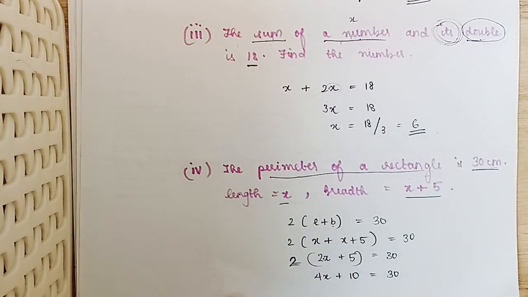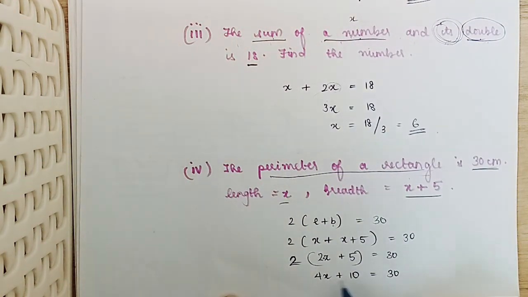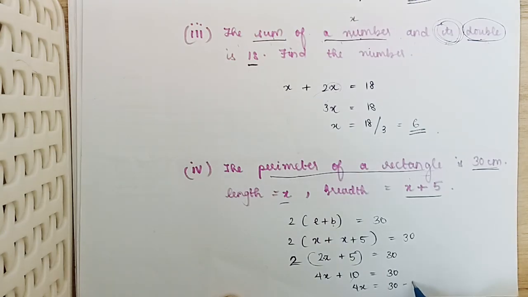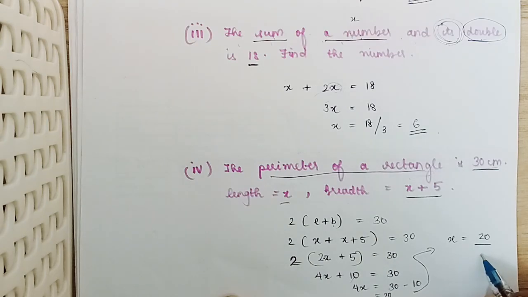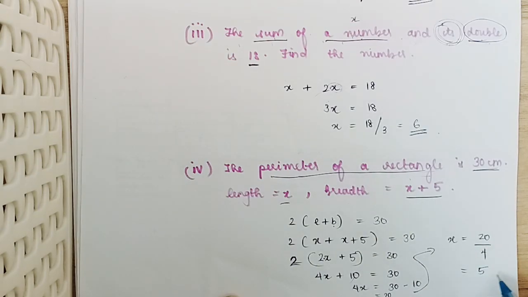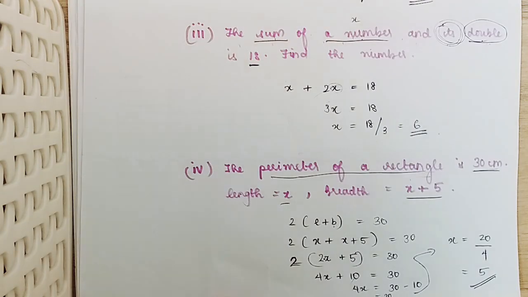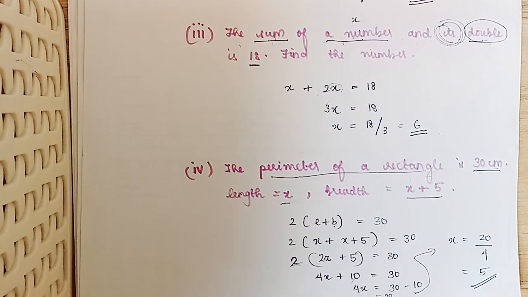Then just like before, do the normal solving. That is, take 10 to the other side. So that will be 30 minus 10. Again, 4x is equal to 30 minus 10, which is equal to 20. So I'm writing it here. So that means x is equal to 20 divided by 4, which is equal to 5. So they might ask application level questions, and make sure you note down whatever are given and try to merge all of them and combine all of them together to get the answer.